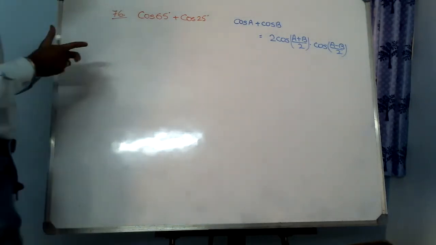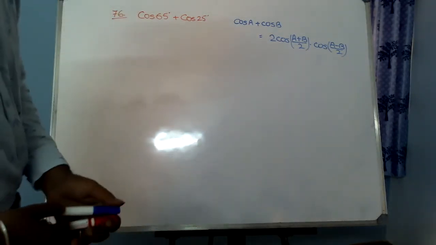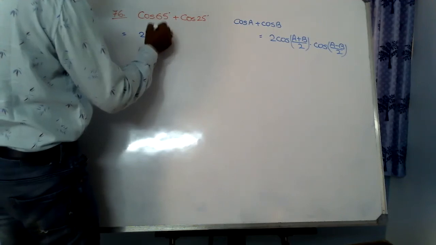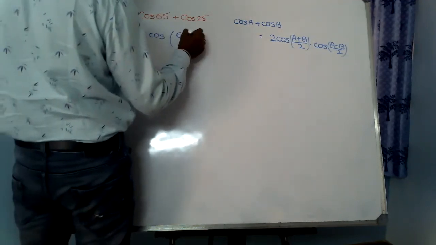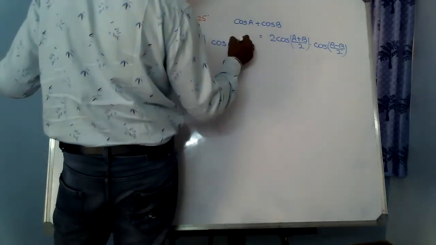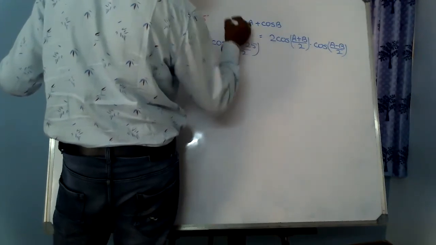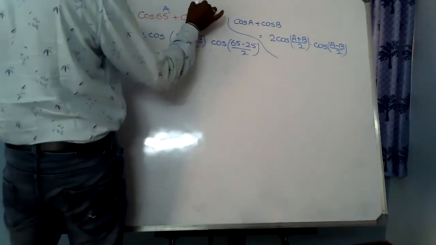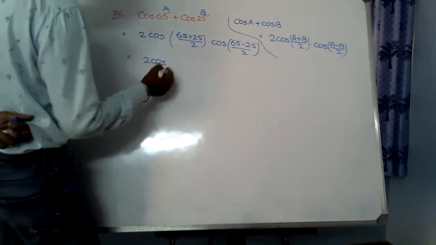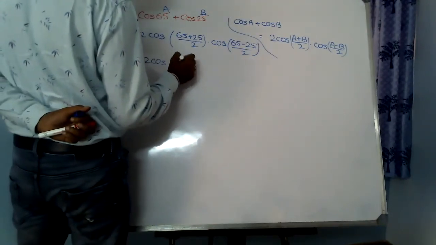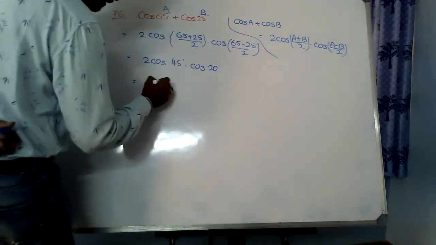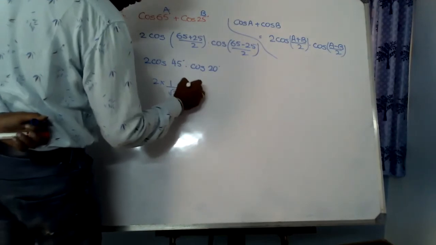If I solve, I can write it as 2 cos (A plus B) by 2, so (65 plus 25) by 2, into cos (A minus B) by 2, that is (65 minus 25) by 2. This is my A, this is my B, right? That is 2 cos, 65 plus 25 is what? 90 divided by 2 is 45. 65 minus 25 is 40 divided by 2 is 20. Now cos 45 value we already know, so 2 into 1 by root 2 into cos 20.